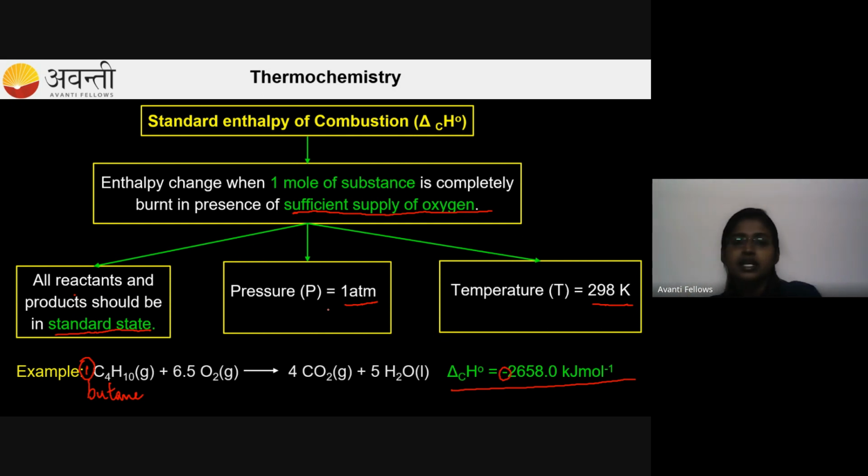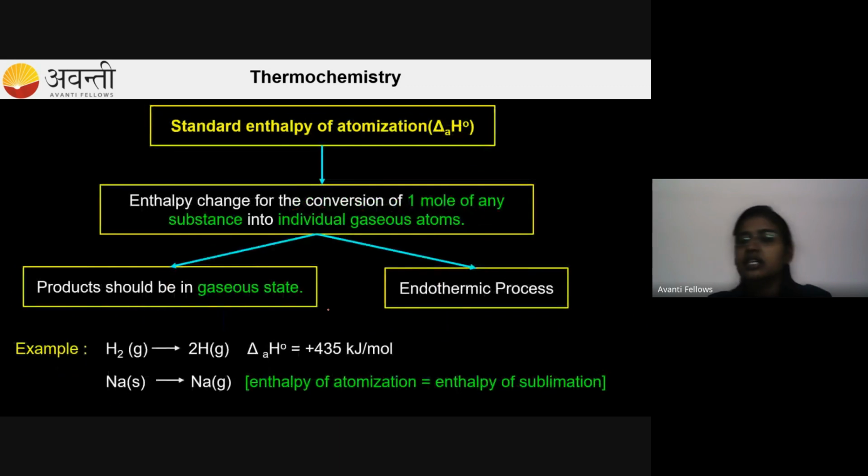The standard enthalpy of combustion, clear to all of you? Yes. So the next term that we are going to discuss is standard enthalpy of atomization. It is delta H A naught. It is the enthalpy change for the conversion of 1 mole of any substance into individual gaseous atoms.